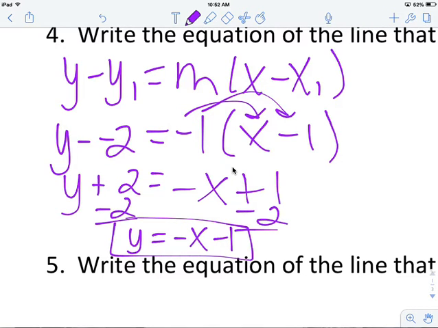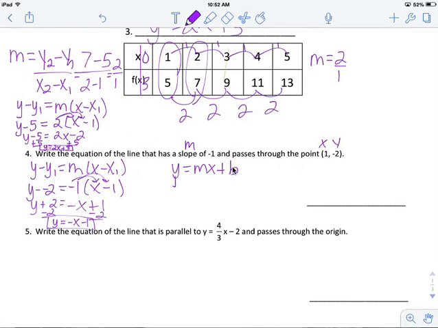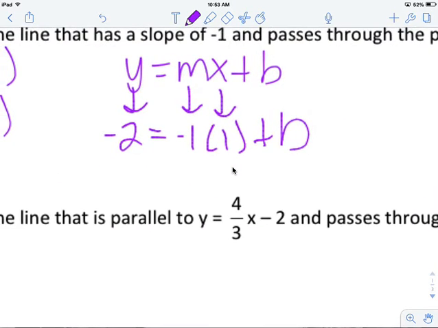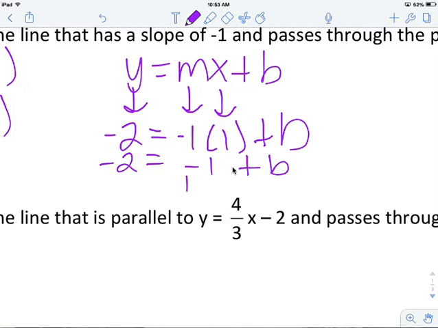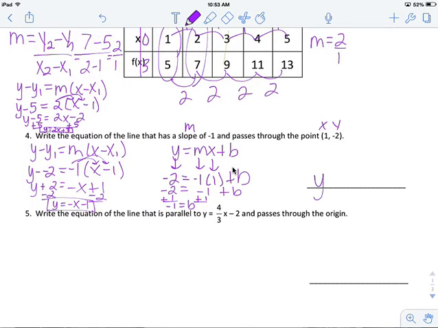If you prefer slope-intercept form, then you would plug in negative 2 for your y, you would plug in negative 1 for your slope, and you would plug in 1 for your x. We're looking for b. So negative 1 times 1 is negative 1. To get b by itself, we would add it over, and b is negative 1. Your answer would be y equals negative x minus 1.